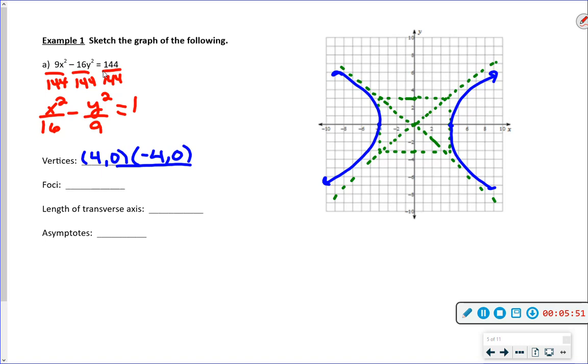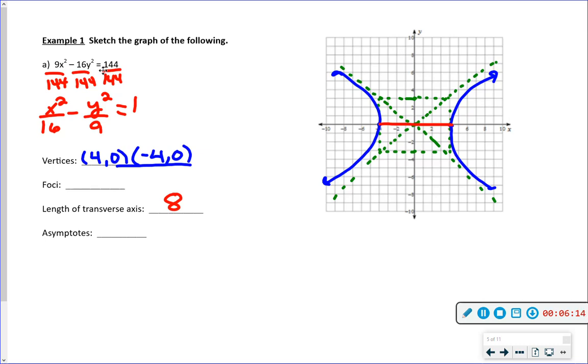Length of the transverse axis. That is the one, you don't have to draw this, I'm just highlighting it for you, that connects your vertices. What's the total width of our transverse axis? 8, you went 4 left, 4 right. Okay. And again, you don't have to highlight it in red like I did. I just did it for this first example for you.